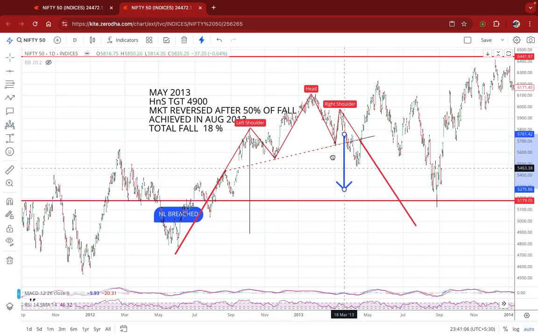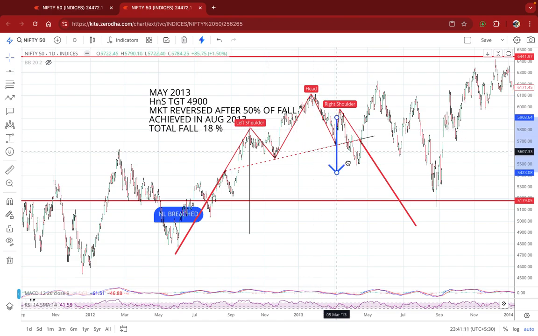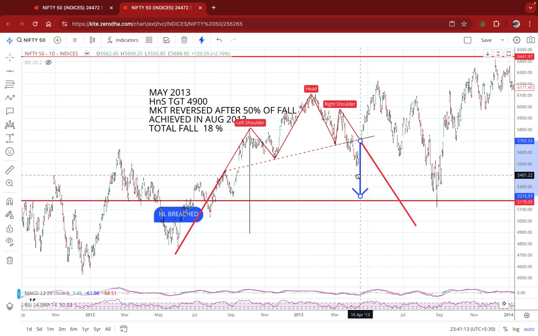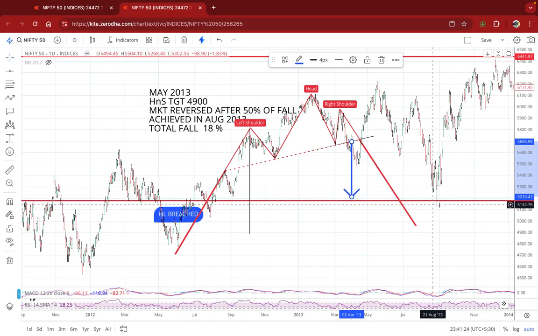And if you see, this is the target level which was indicated. And when you put it here, where the neckline was breached, you'll find the first time around it turned back from about 50% of the level, and thereafter went all the way up and came down again to close to a target which was indicated earlier.